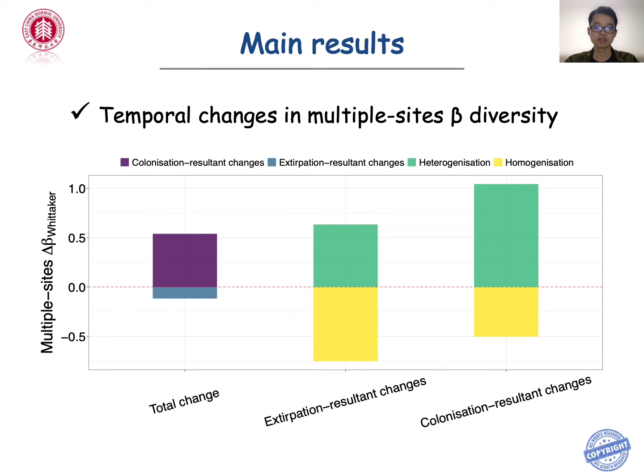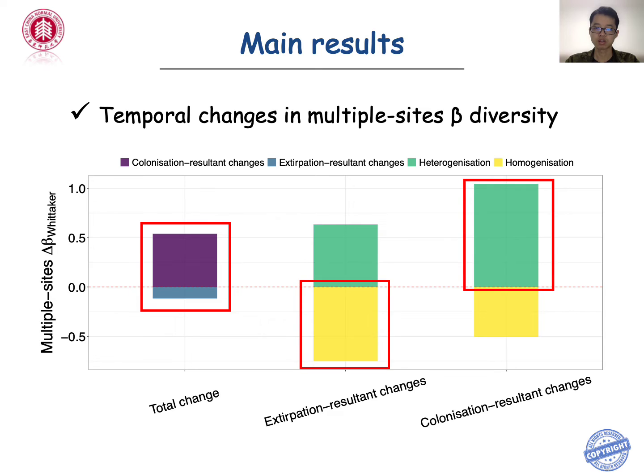The multi-site beta diversity analysis showed that the overall beta diversity among the 36 islands increased, caused by species colonization. The further partitioning shows that extinction and colonization both cause beta diversity increase and decrease. But extinction mainly caused beta diversity decrease, and colonization mainly led to the increase of beta diversity.